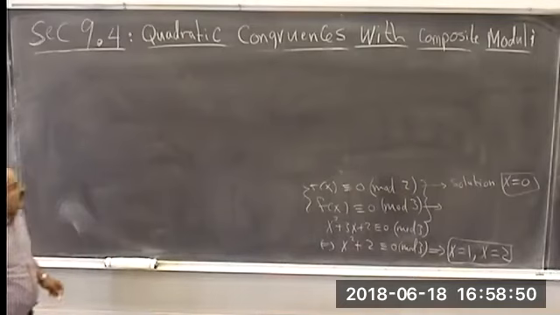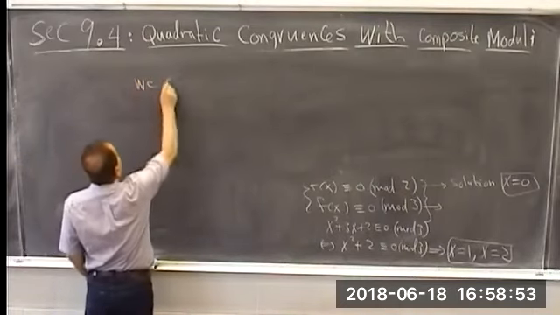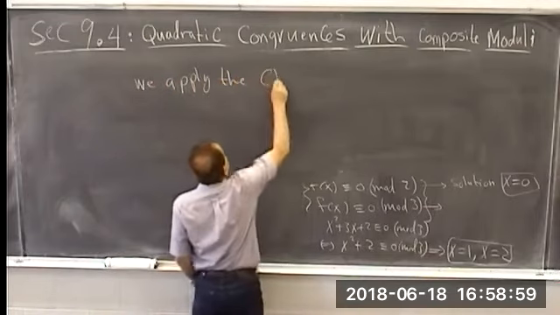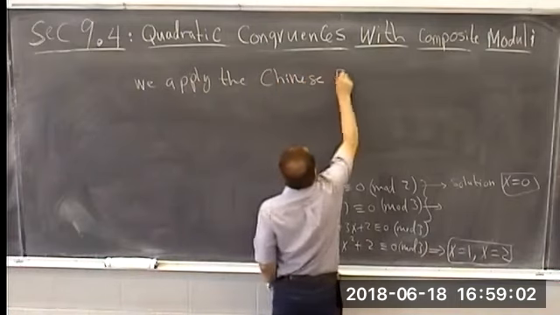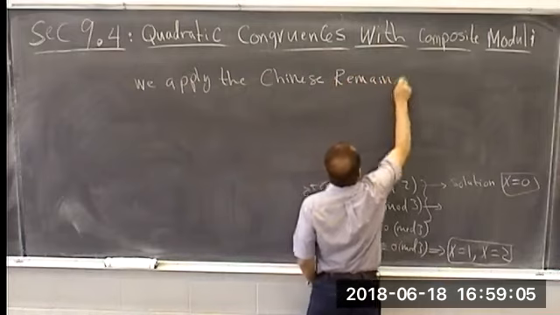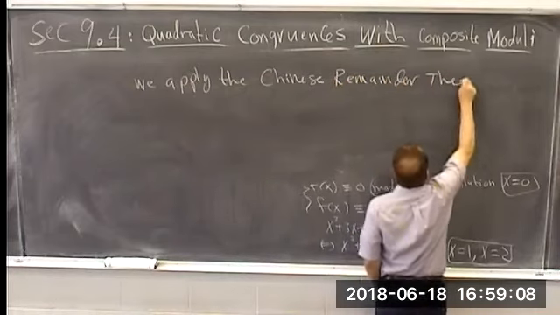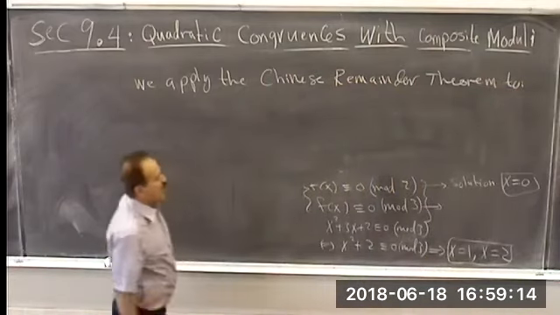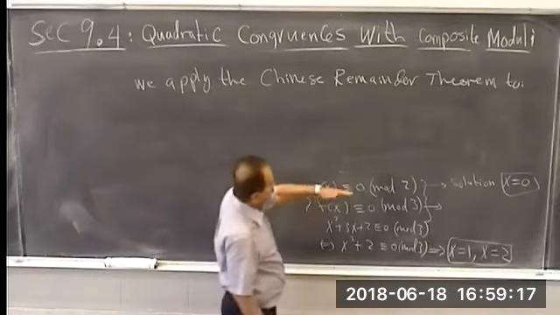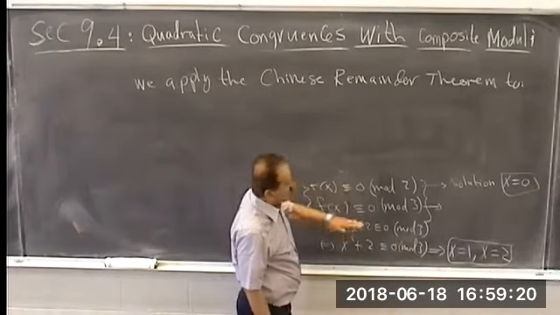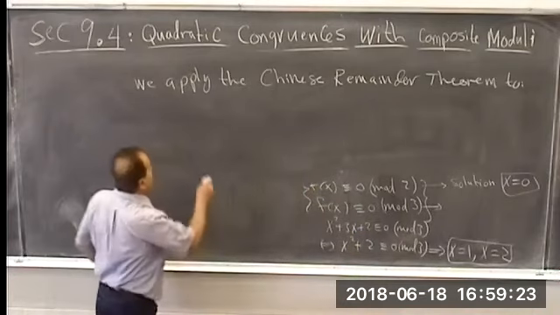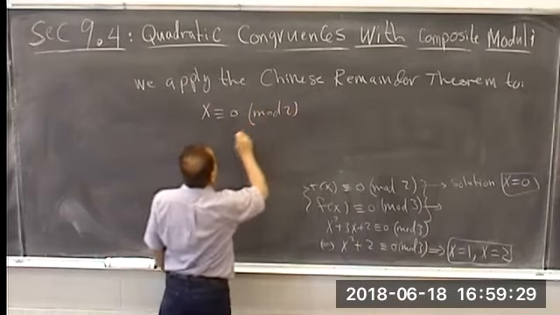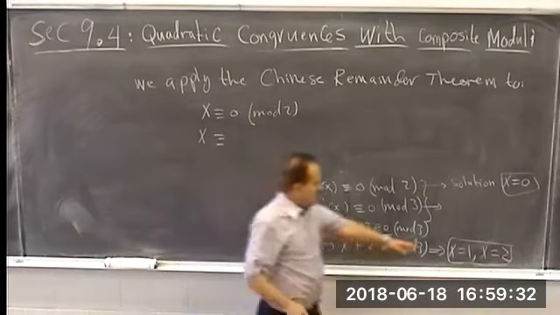Now we apply the Chinese remainder theorem to all combinations of solutions from the first one, the second one, if there's a third one, a fourth one, and so on, like this. So we're going to take x congruent to 0 mod 2 with x congruent to 1 mod 3.